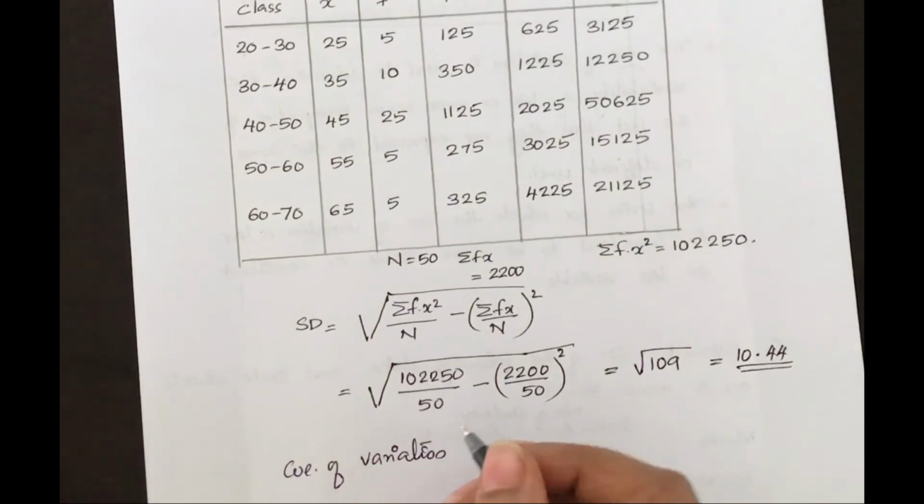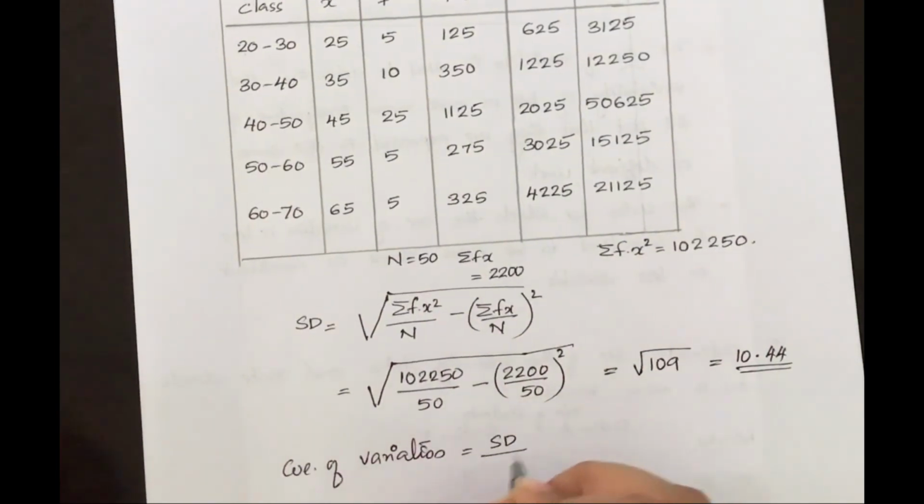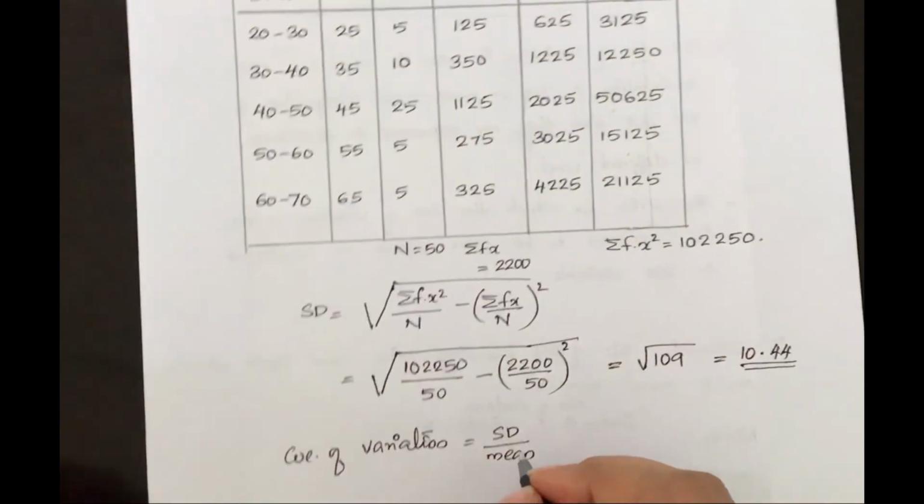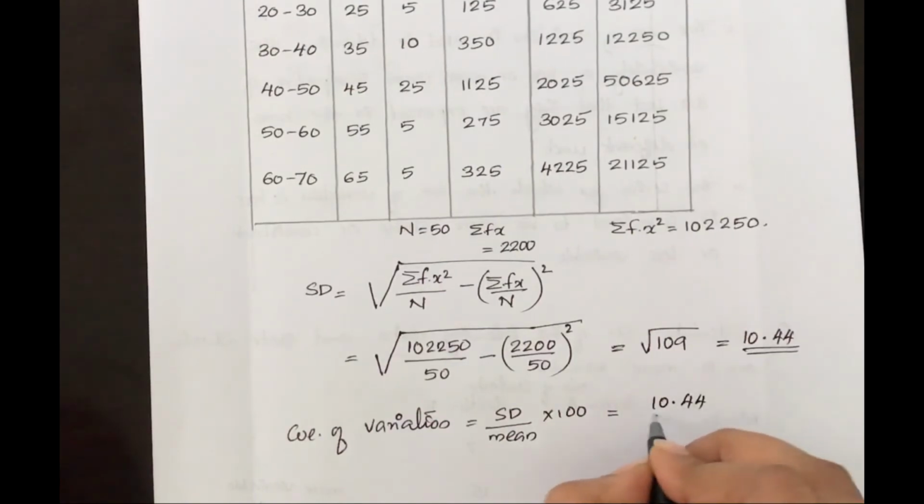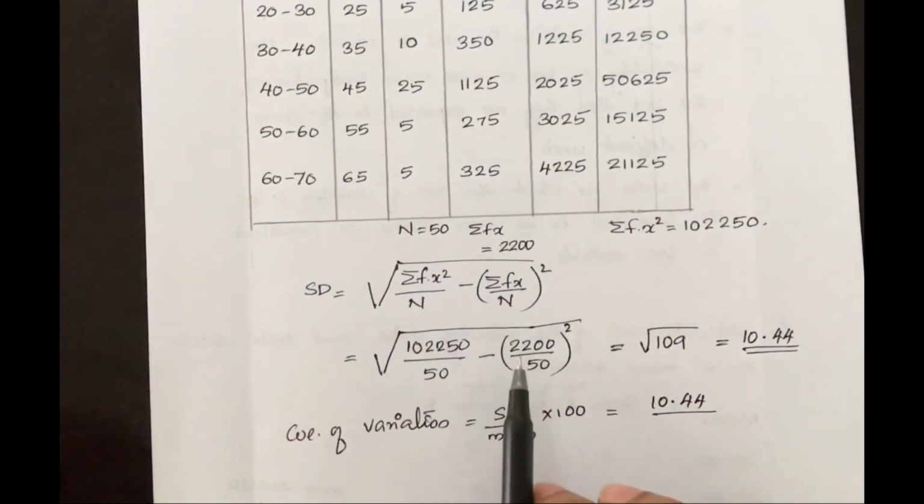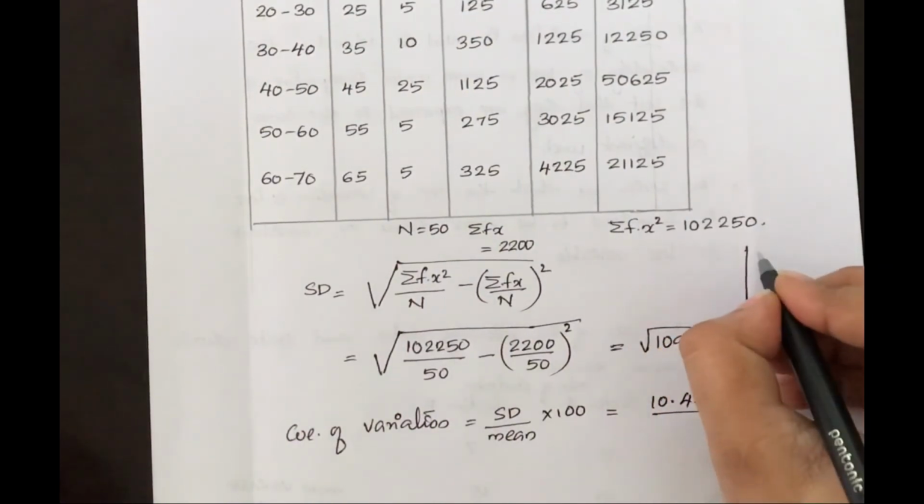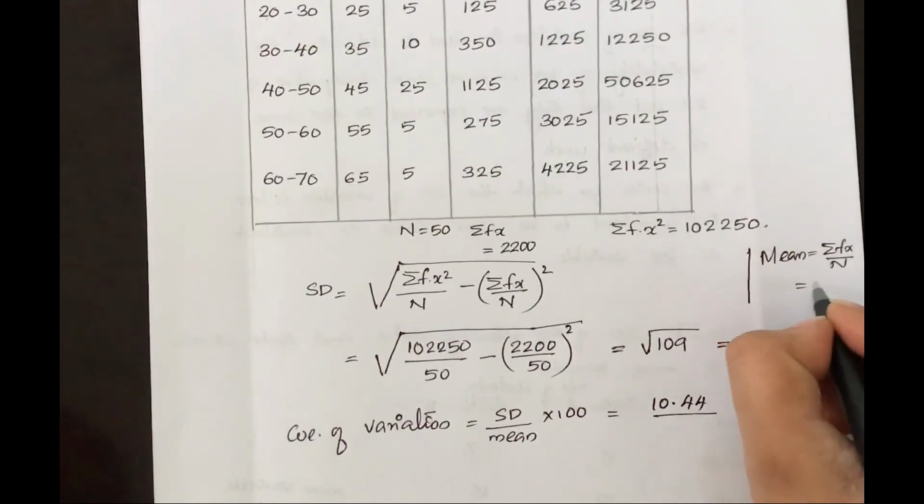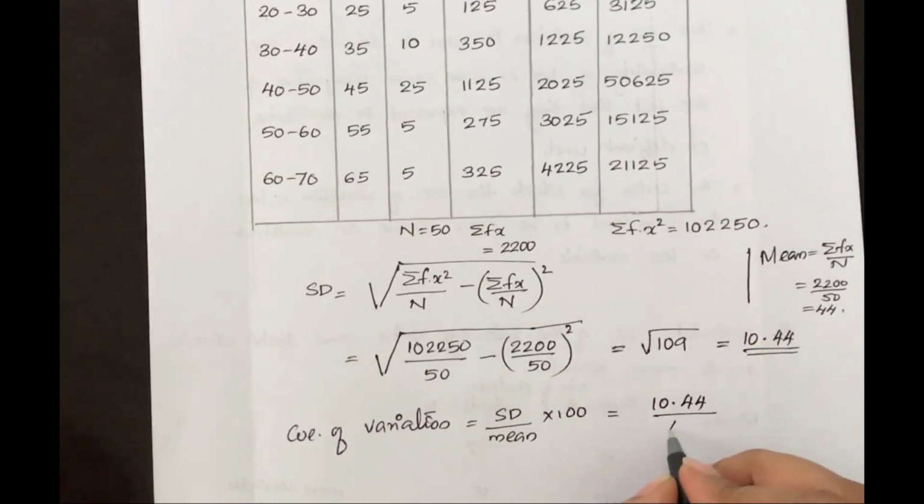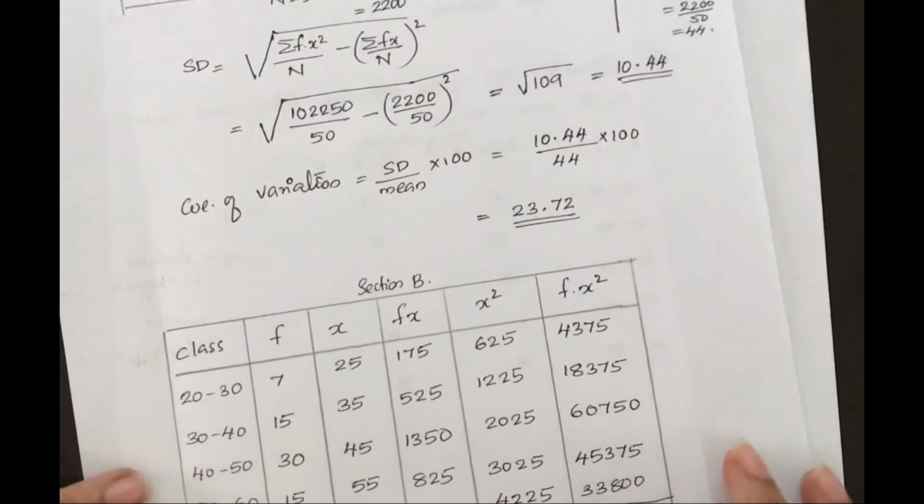Then coefficient of variation is equal to standard deviation divided by mean into 100. So coefficient of variation will be 10.44 divided by mean, which is summation fx by n. By solving it, 2200 by 50, we will get mean as 44. So standard deviation divided by mean into 100, we will get coefficient of variation as 23.72.